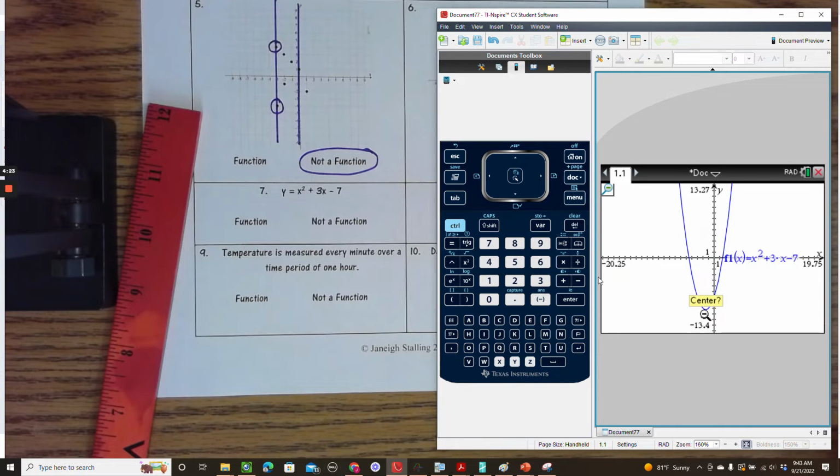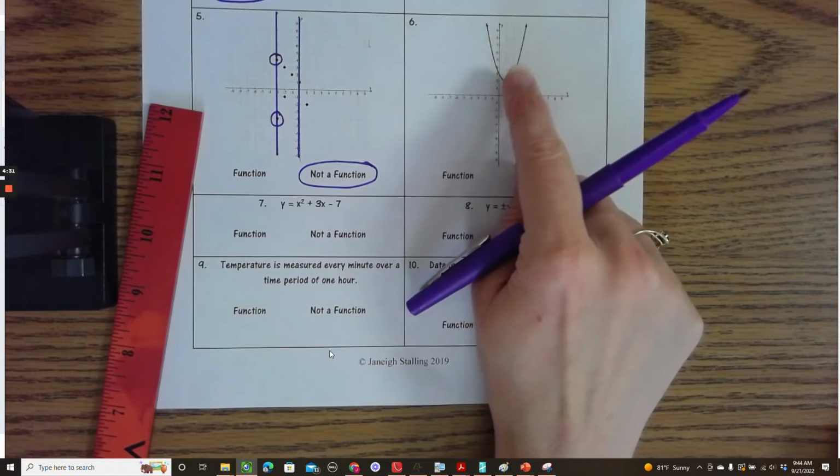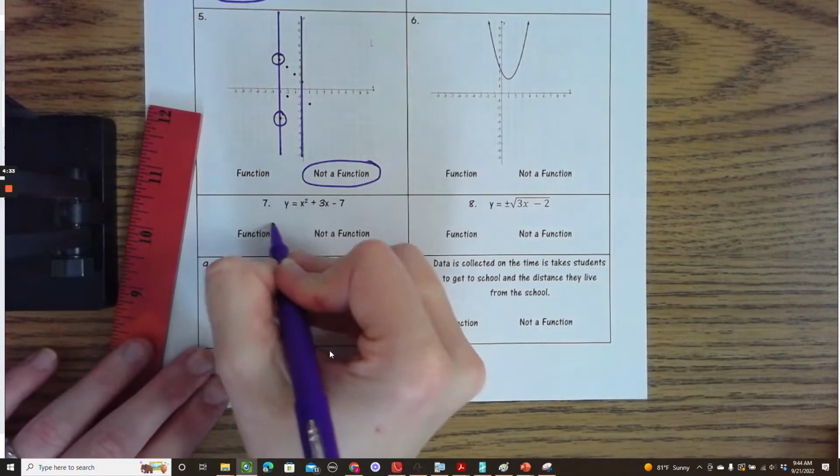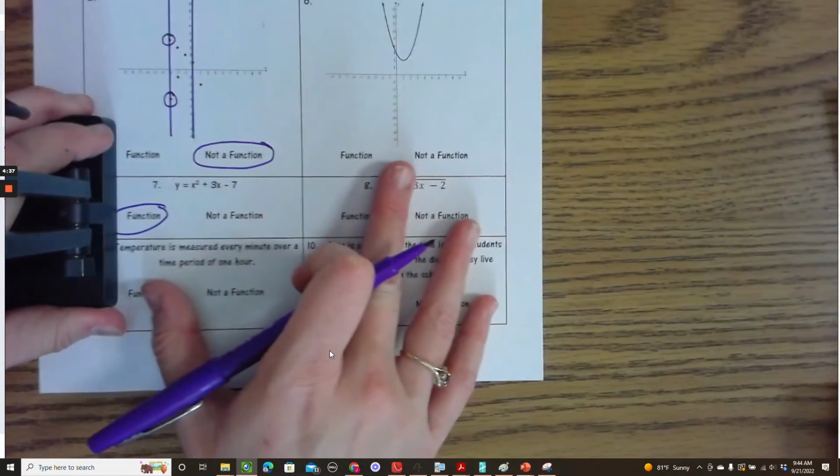So what do you guys think? Function or not a function? Function, because it's a U. Just like this one. It's a U. That is a function. Let's go ahead and do the other equation as well.